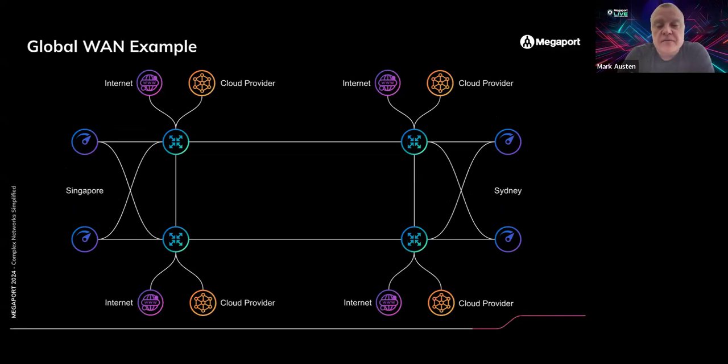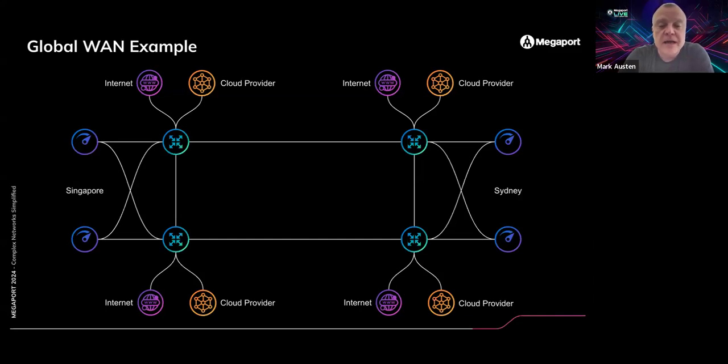So once you've built out that connectivity, you can look at adding additional services to the MCR, which then become available to all endpoints on the topology you see here on the slide. So looking at Singapore, top left, you can see the MCR in Singapore is connected to Megaport Internet and also a cloud provider. And that cloud provider could be AWS, Azure, Google, or Oracle, or a number of different service providers that are available on our fabric.